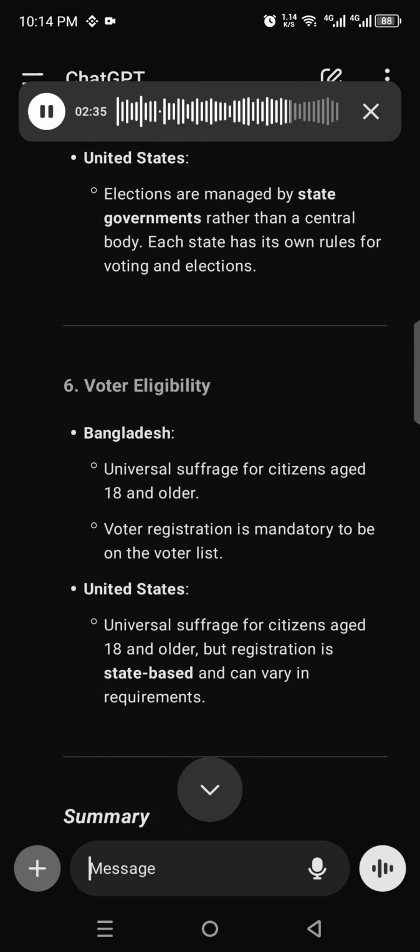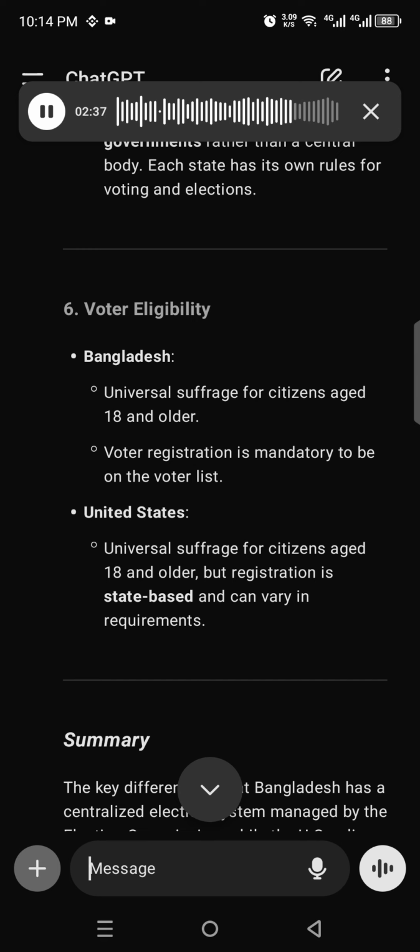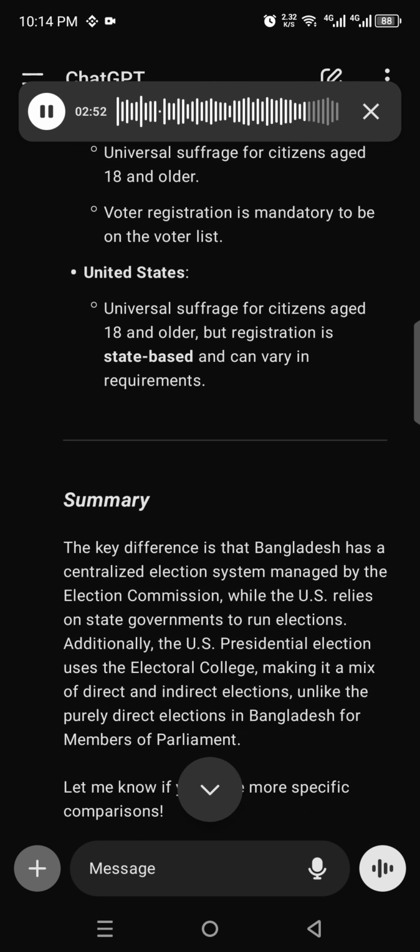6. Voter eligibility. Bangladesh. Universal suffrage for citizens aged 18 and older. Voter registration is mandatory to be on the voter list. United States. Universal suffrage for citizens aged 18 and older, but registration is state-based and can vary in requirements.